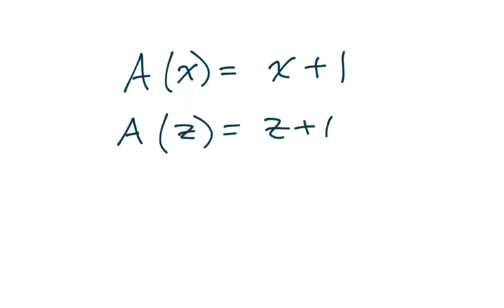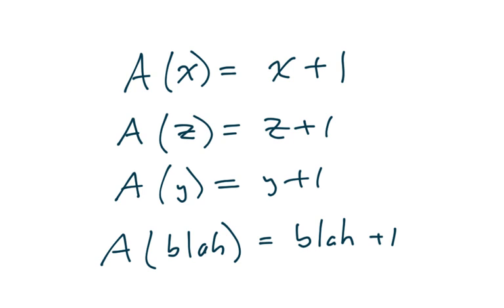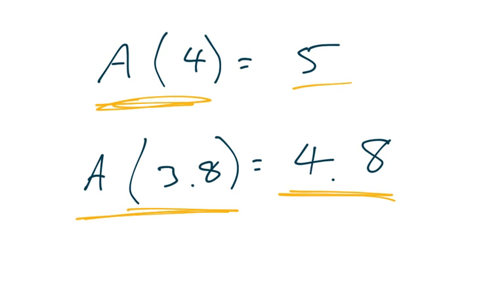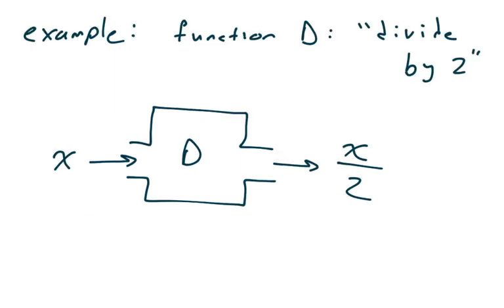This same function could also be written as a of z equals z plus 1. You could also write a of y equals y plus 1. Or you could even write a of blah equals blah plus 1. All the function a does is it adds 1 to the input. As two examples of numbers we can plug into the function, a of 4 is just 5, and a of 3.8 is just 4.8.